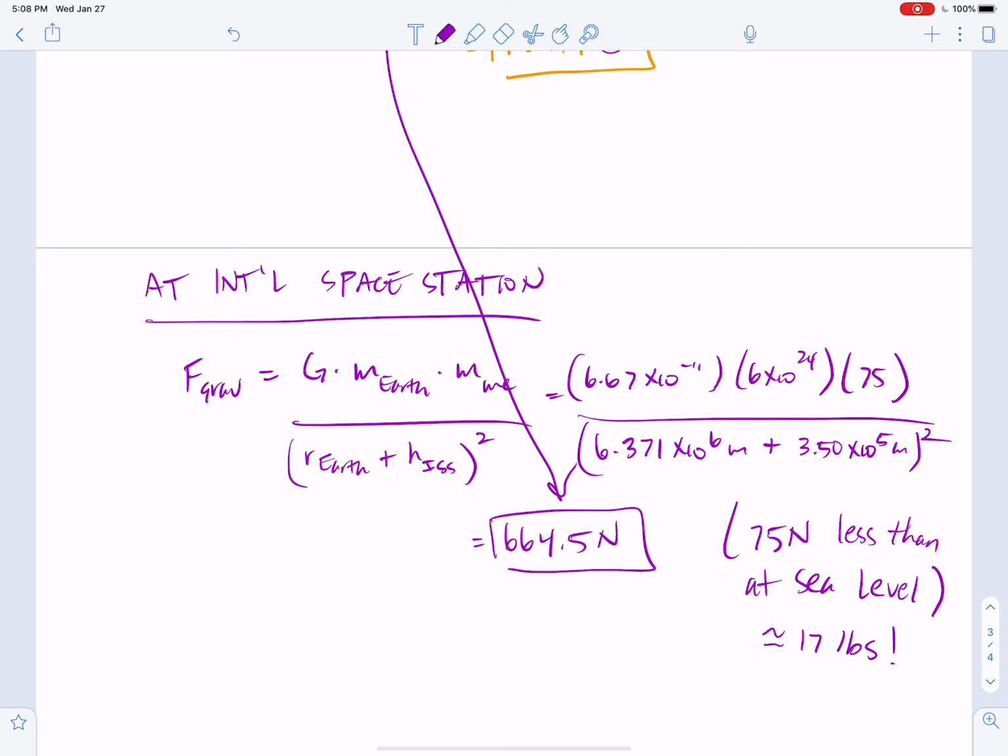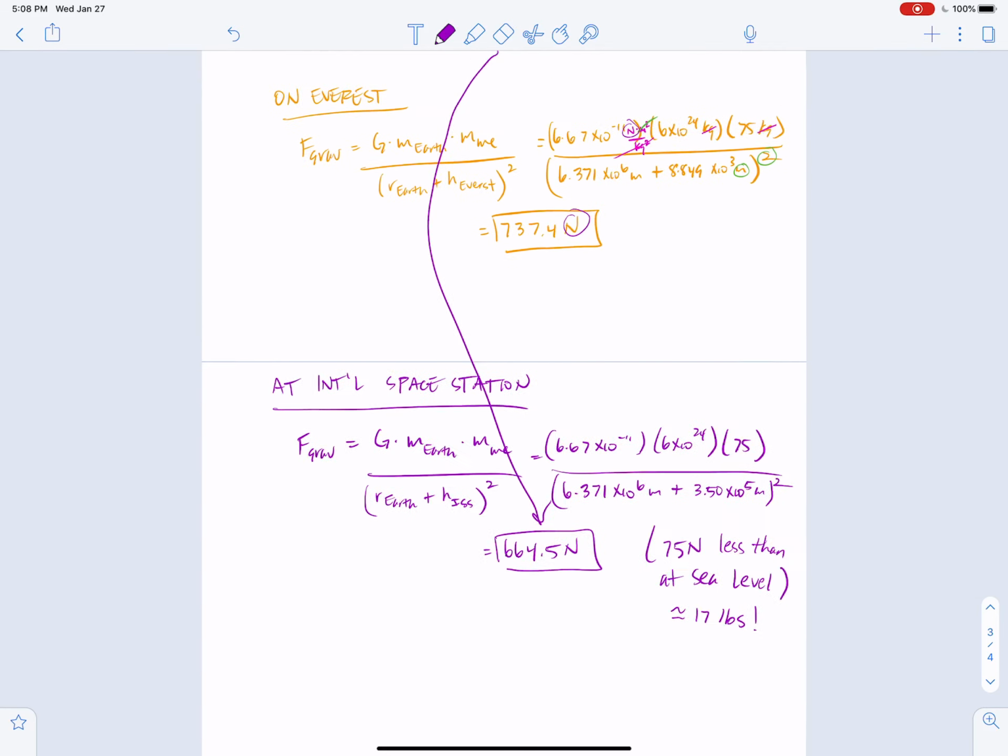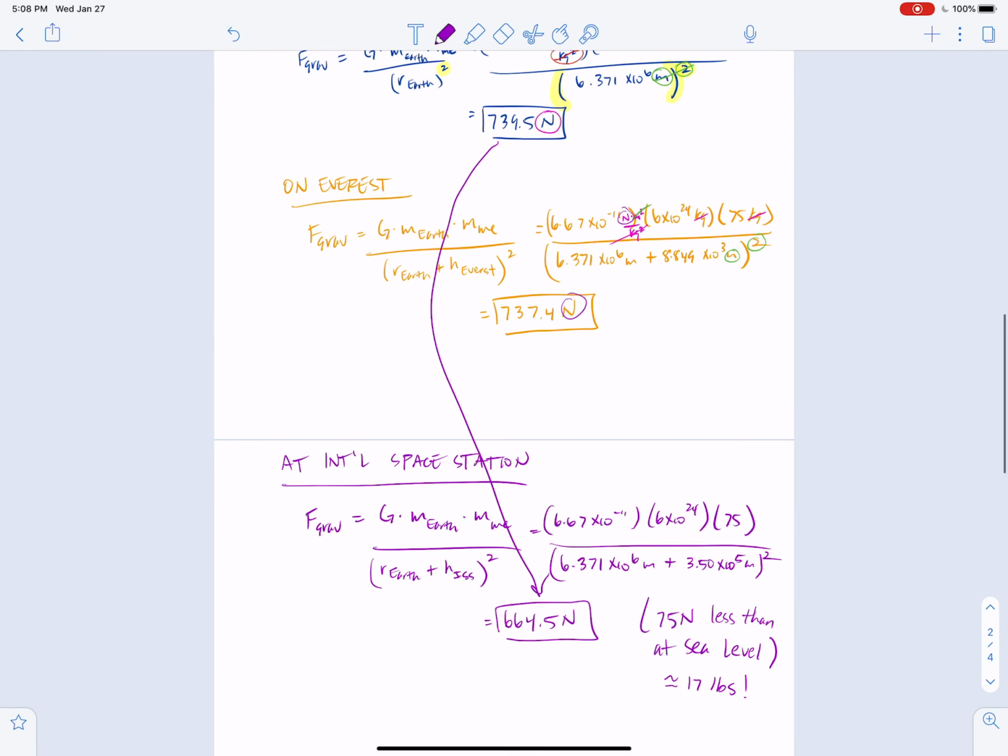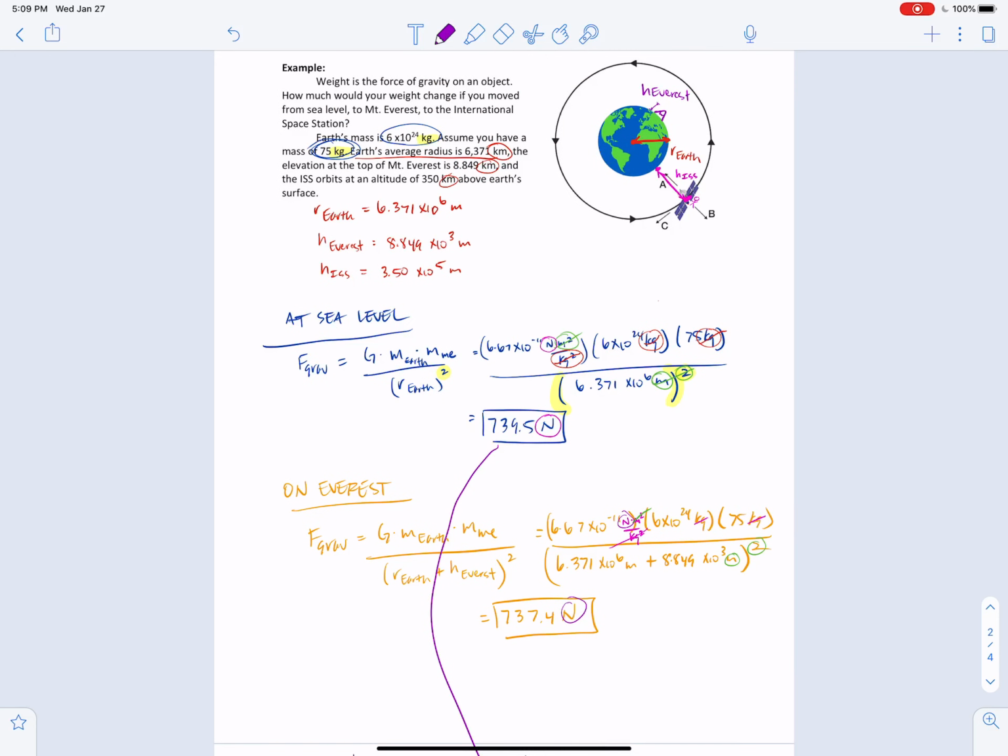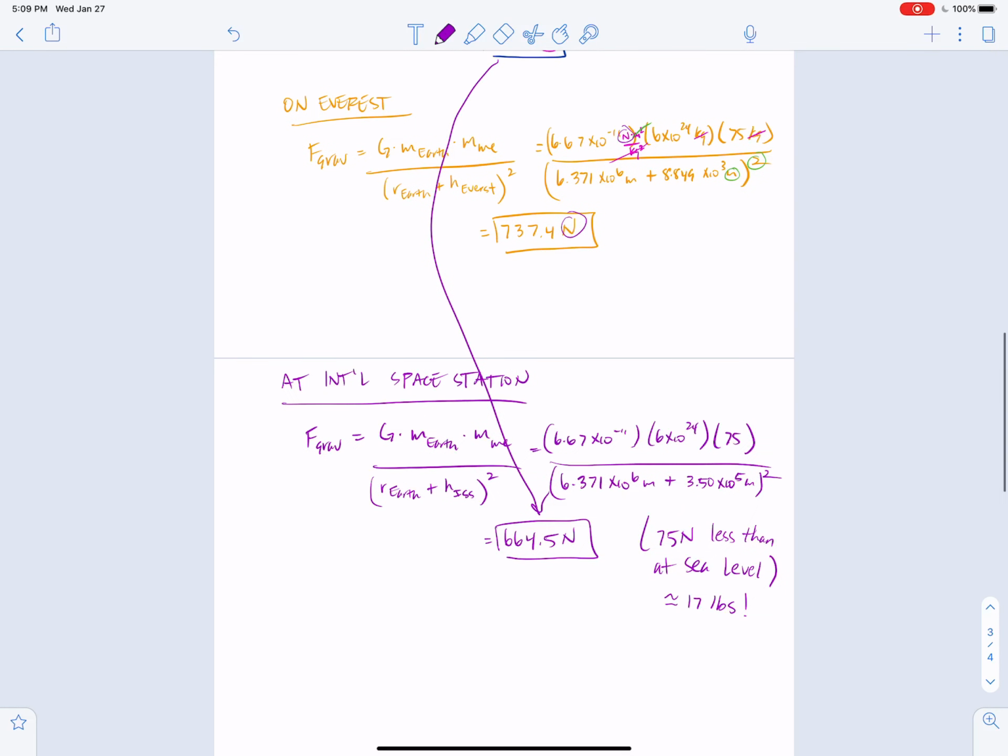So that's pretty significant. All right, so to recap, the force of gravity between two objects is related to their masses and the distance between them. Okay, and we can see in this example that as you increase the distance between the masses, you do see a decrease in the force of gravity between them.